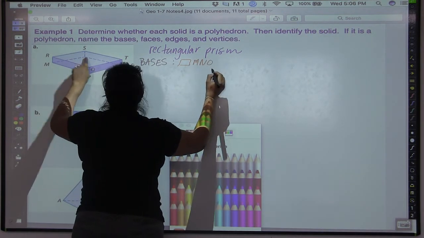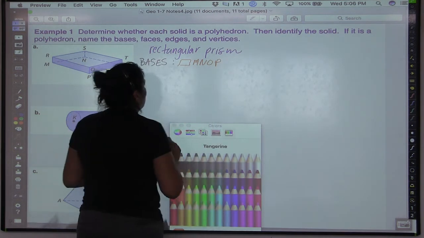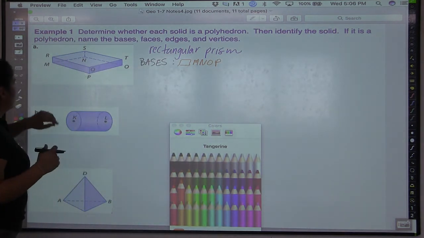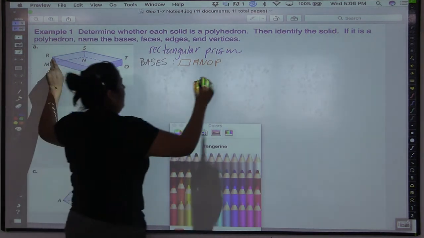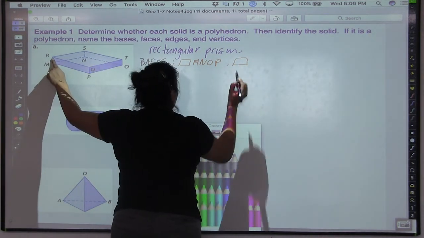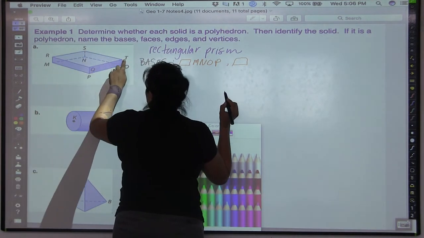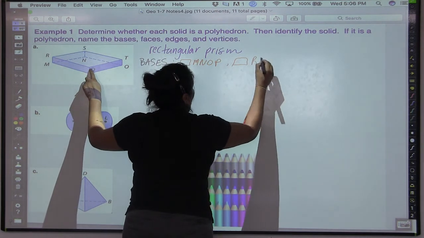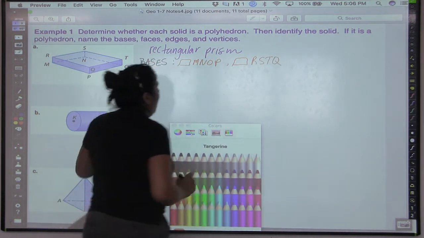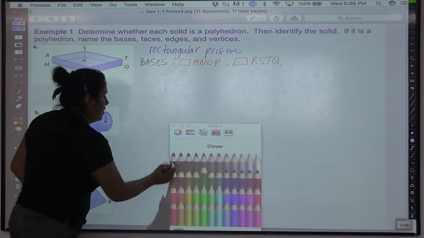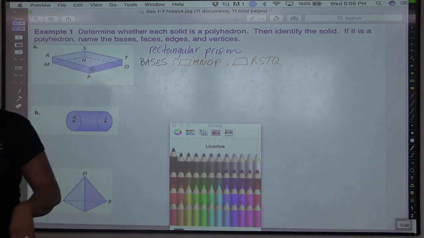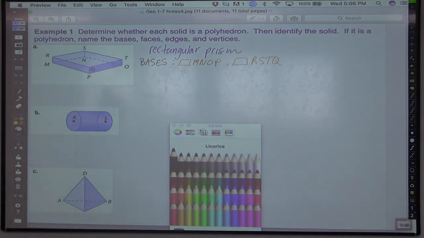N, O, P, that's one base, and then the top base is going to be also a parallelogram, so we're going to write that little symbol down, and then we're going to go R, S, T, Q. R, S, T, Q, and that is how we get our bases out of the way. And then we have to do the faces. So keep in mind that all of the faces are also parallelograms.